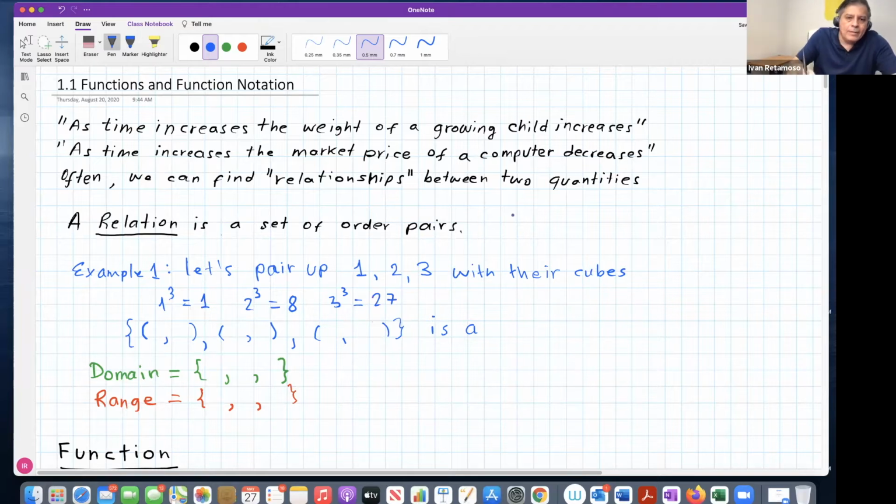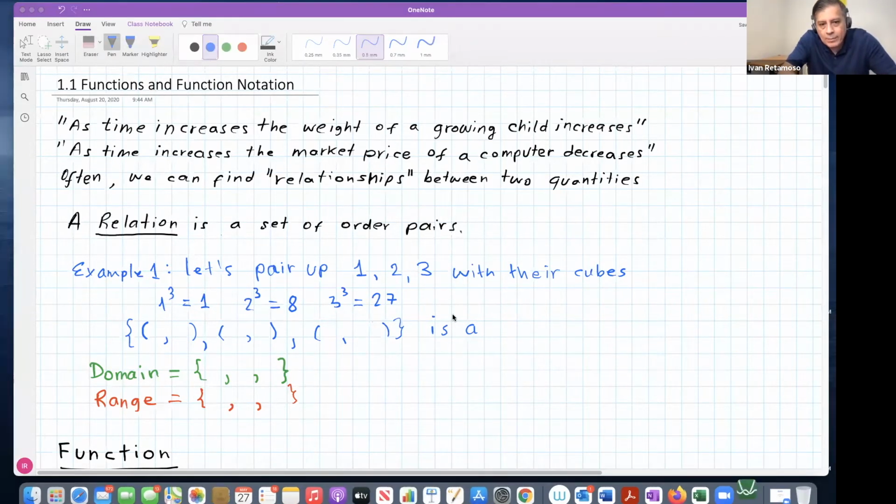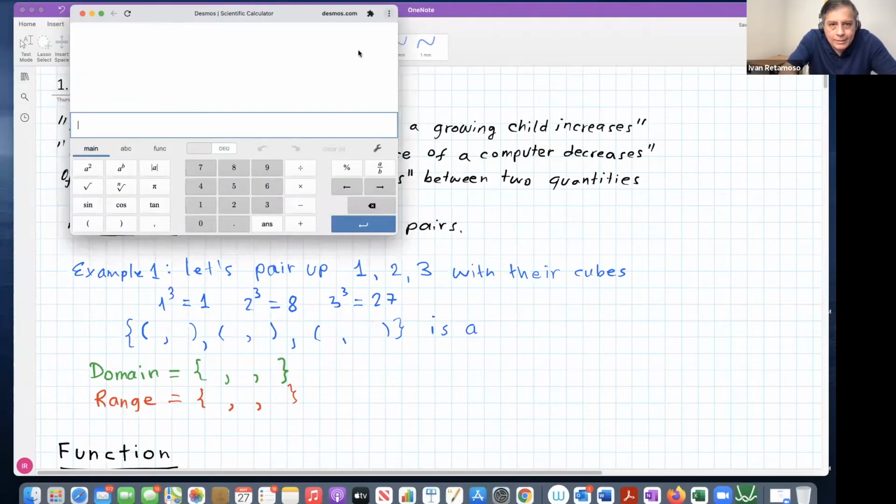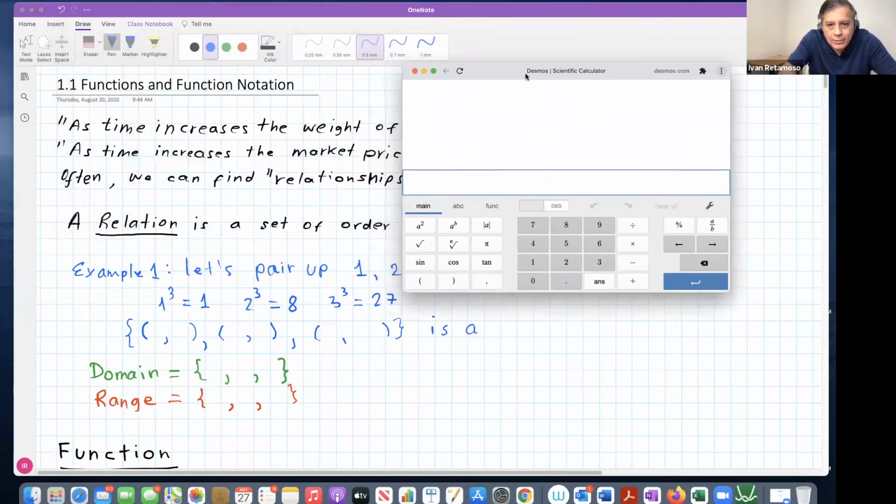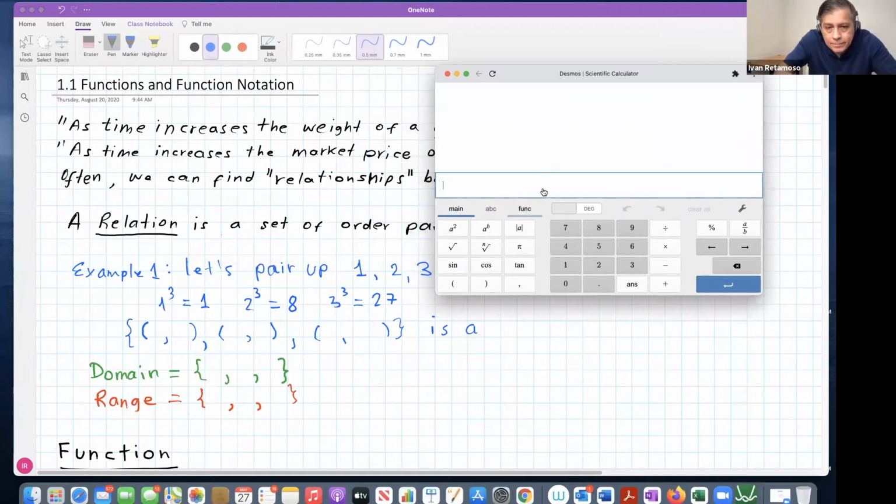Now, you may say, Professor, 3 to the third power is 27, are you sure? Guys, whenever you are not sure about a result, we have on our website a wonderful tool called the Desmos Calculator. The Desmos Calculator will allow us to do computation. Let's say I want to make sure that 3 to the third power is indeed 27. So I type 3 raised to the third power, and indeed it's 27.